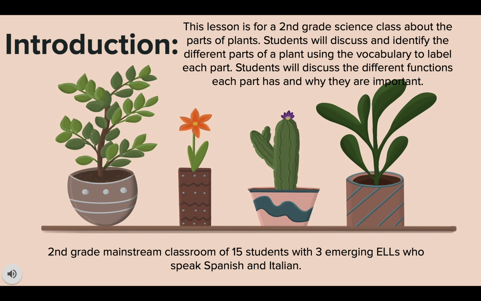An introduction to our lesson. This lesson is for a second grade science class about the parts of a plant. Students will discuss and identify the different parts of a plant using the vocabulary to label each part. Students will discuss the different functions each part has and why they are important. This is a second grade mainstream classroom of 15 students with 3 emerging ELLs who speak Spanish and Italian in their home language.